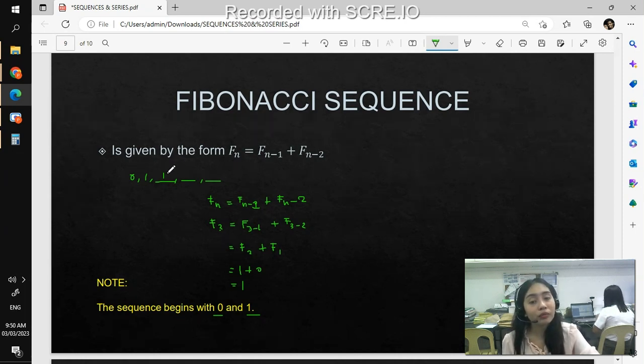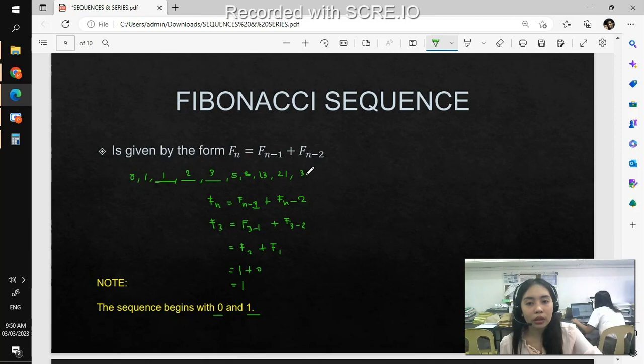So, what's the preceding terms of 1? You have there 0 and 1. 0 plus 1, that gives us 1. To get the next term, you then again add the two preceding terms. You have 1 plus 1, that's 2. 2 plus 1, that's 3. 3 plus 2, that is 5, plus 3, that gives us 8. 8 plus 5, that gives us 13. 13 plus 8, that gives us 21. Then 21 plus 13, that gives us 34, and so on and so forth. Okay, that's the concept there.